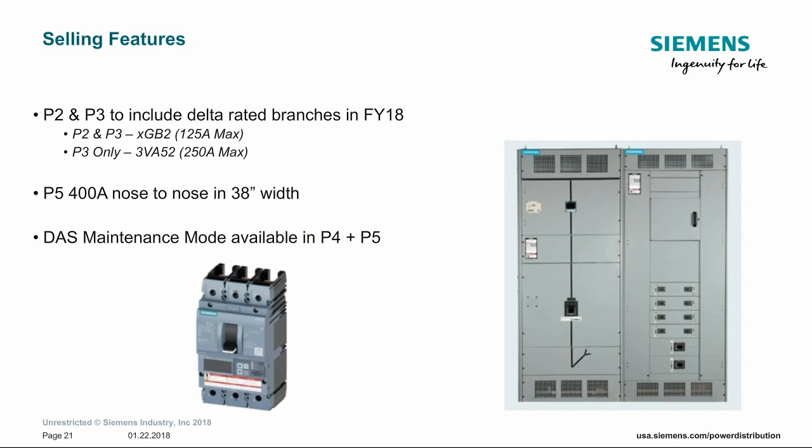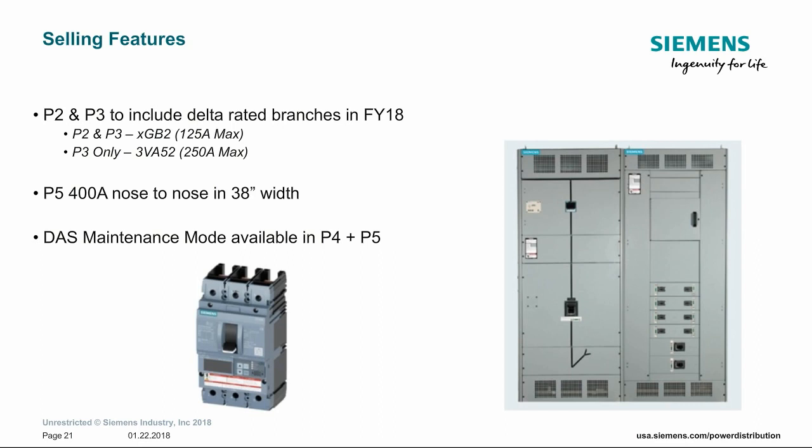Moving on to our P5 power panel board, our 400 amp is able to get nose to nose in 38 inches of width, which is a huge benefit on space savings. And this is always extremely important with our customers' electrical rooms just getting smaller and smaller every single year.